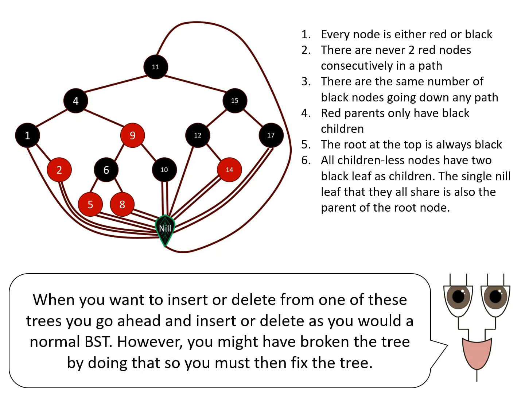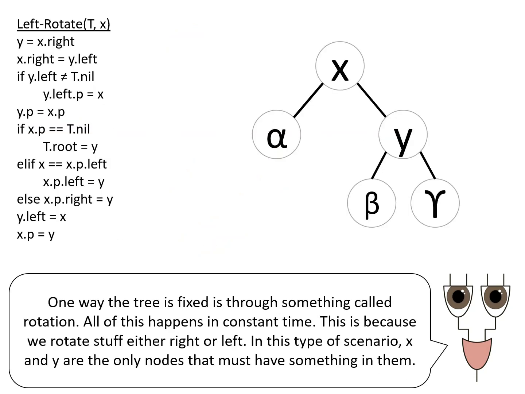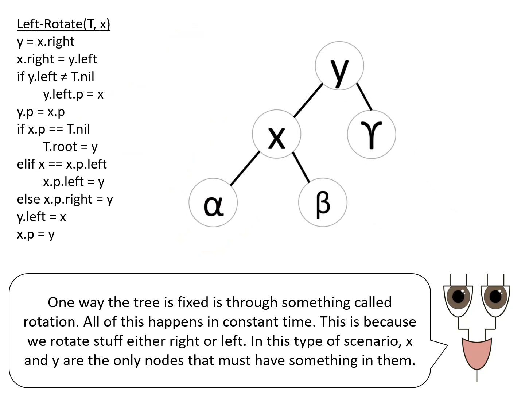When you want to insert or delete from one of these trees, you go ahead and insert or delete as you would a normal BST. However, you might have broken the tree by doing that, so you must then fix the tree. One way the tree is fixed is through something called rotation. All this happens in constant time.